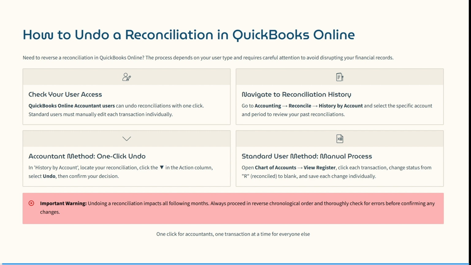Something to note, undoing a reconciliation impacts all the following months. So always process in reverse chronological order and thoroughly check for errors before confirming any changes that you make.